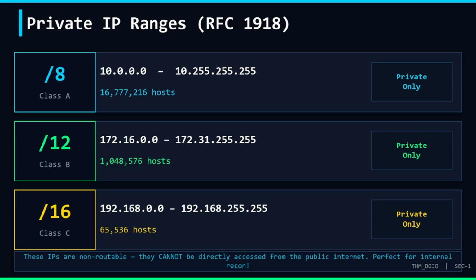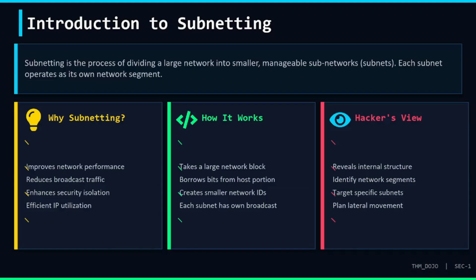Then comes class C, which is most commonly used in our everyday life, or we can say the IP addresses provided to our devices. It consists of 65,536 hosts. These IPs are non-routable. They cannot be directly accessed from the public internet, perfect for internal reconnaissance.